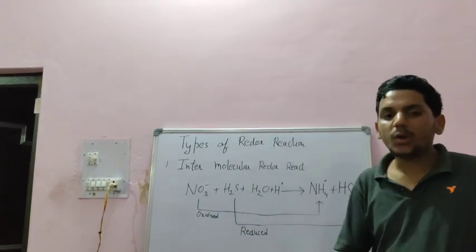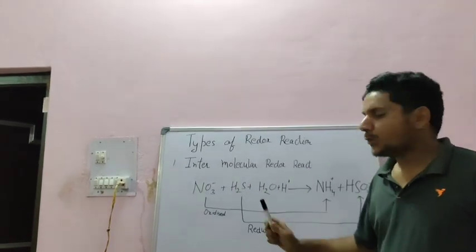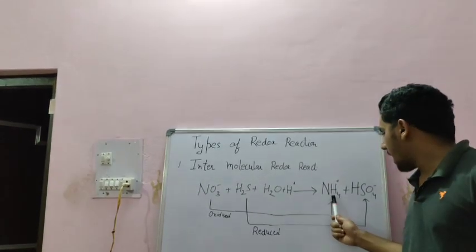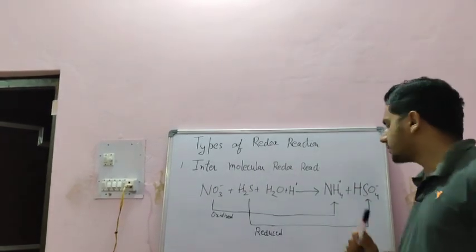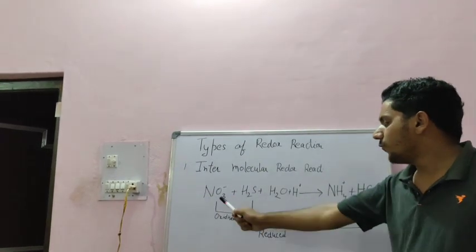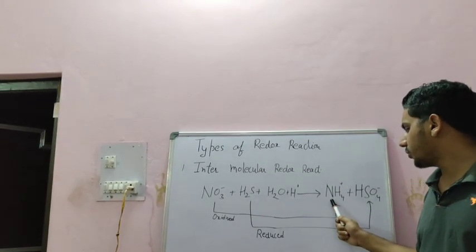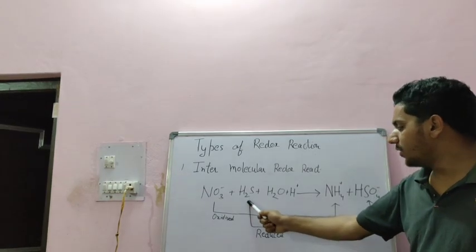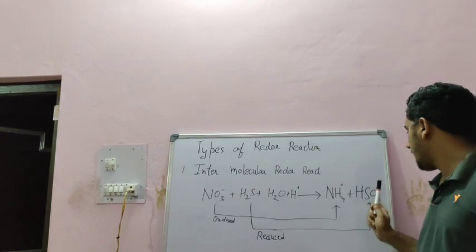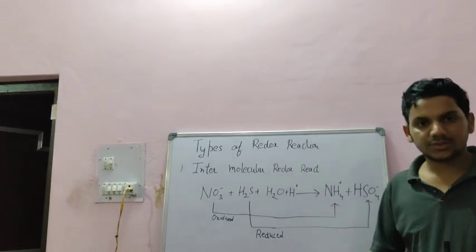This is an example of an intermolecular redox reaction, in which nitrate, hydrogen sulfide, water and H+ ions react to form products, ammonium NH4+ and HSO4-. In this chemical reaction, the nitrate ion NO3- undergoes reduction, gaining electrons to form NH4+, and on the other hand hydrogen sulfide undergoes oxidation and forms the HSO4- anion. This is an example of an intermolecular redox reaction.